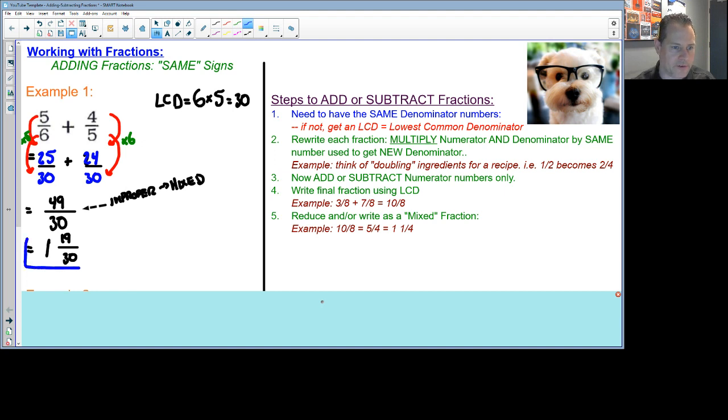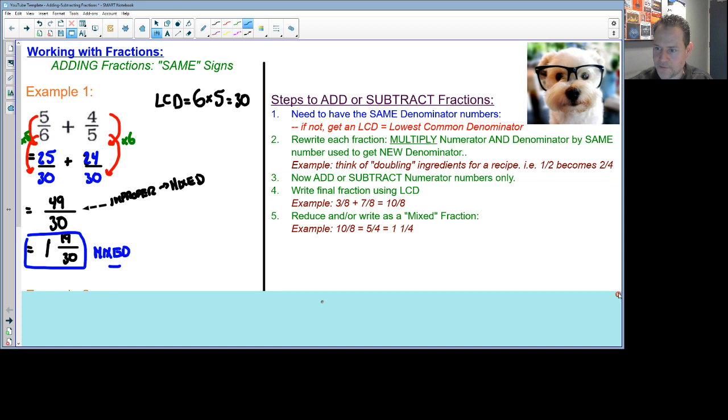And again, the other thing to do as well, if possible, is to reduce your fraction if you can. So you'll see that 49 over 30, we can't find a number to divide into the top and bottom evenly. So we can't reduce it, but we can certainly write it as a mixed fraction, which would be the best way to write your final answer. So that means you have one full pizza as an example, and one other pizza with 19 equal size slices out of 30. So that's the example there for the first one.